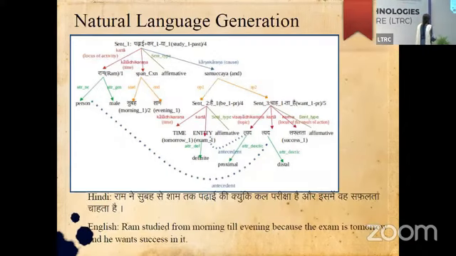And what you generate is, राम ने सुबह से शाम तक पढ़ाई की क्योंकि कल परीक्षा है और इसमें वो सफलता चाहता है. Ram studied from morning till evening because the exam is tomorrow and he wants to succeed in it. Both sentences can be generated from this structure. And that makes it a semantic structure and that makes it universal. So what we are saying is that universal semantic representation is language independent. You can generate multiple languages from this representation.